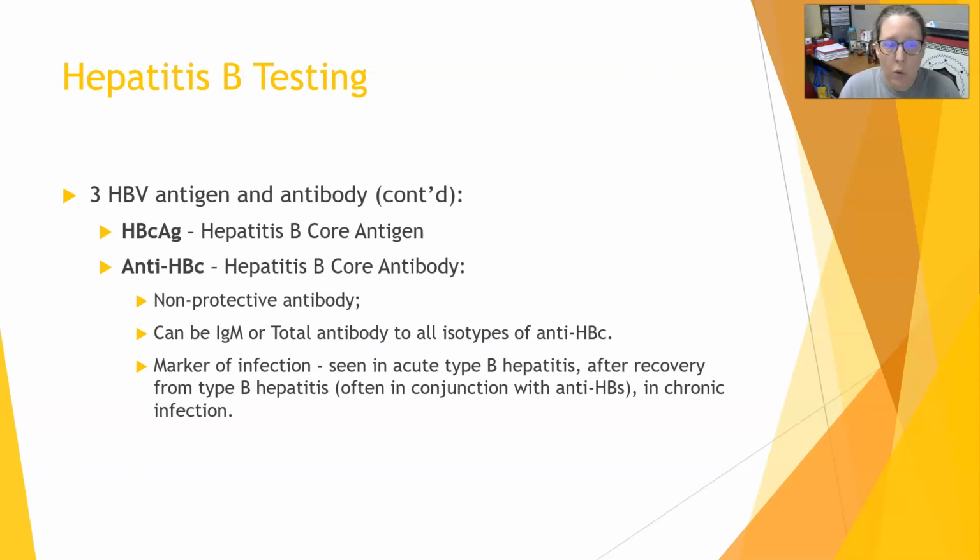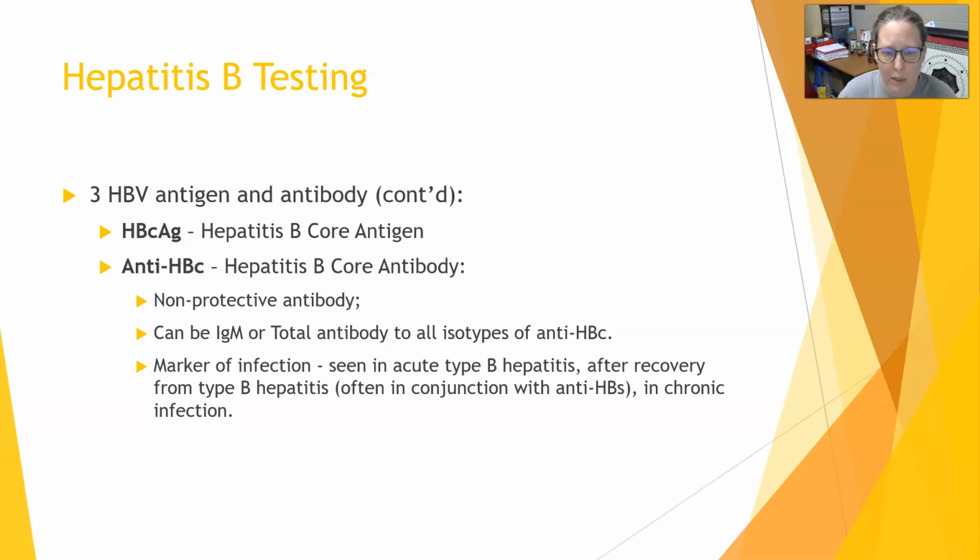There is also the core. So hepatitis B core antigen, and then the hepatitis B core antibody. So a little more about the antibody. It is a non-protective antibody, so it wouldn't show immunity. It can be an IgM type of antibody or a total antibody test. The total antibody test does all isotypes of anti-hepatitis B core. There would be IgM and IgG. Usually those are the 2 predominant ones.